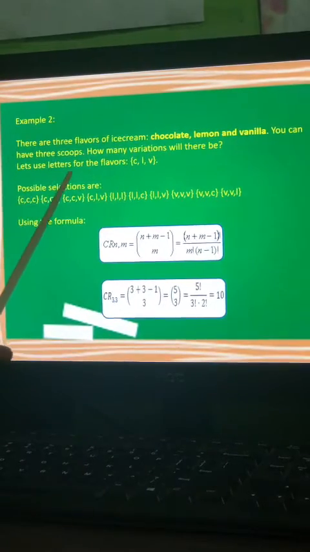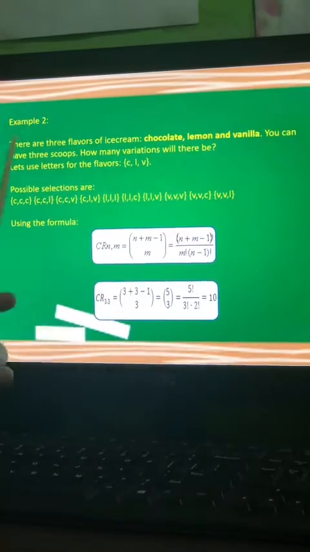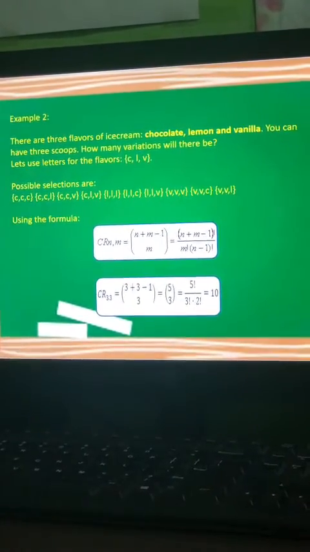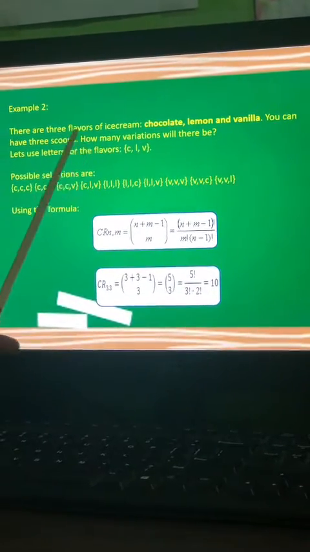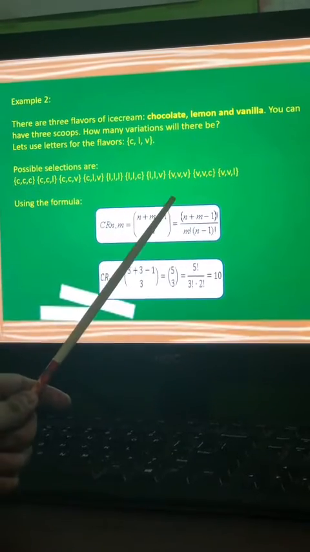There are 3 flavors of ice cream: chocolate, lemon, and vanilla. You can have 3 scoops. How many variations will there be? Let's use the letters for the flavors C, L, V. And these are the possible selections.